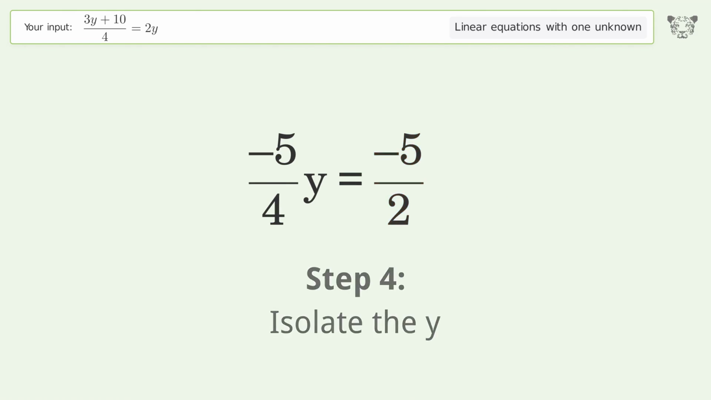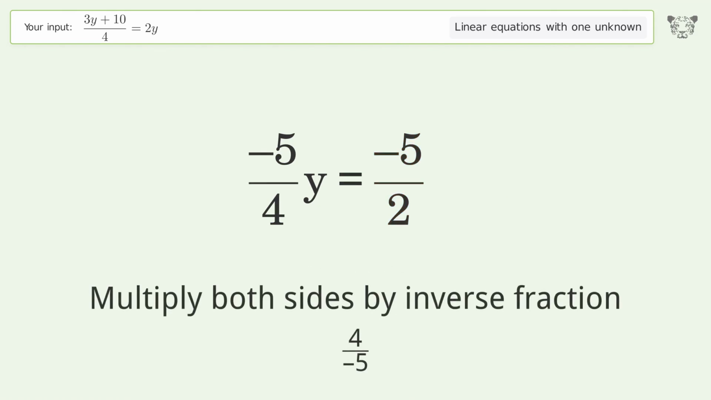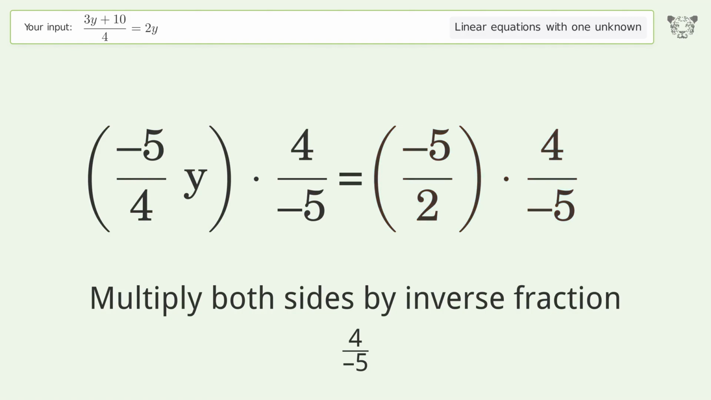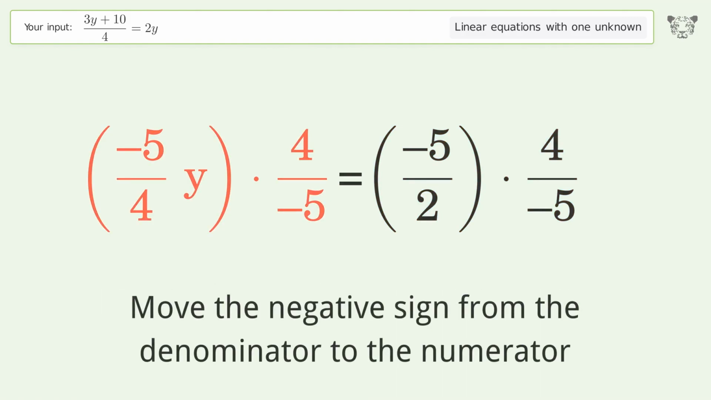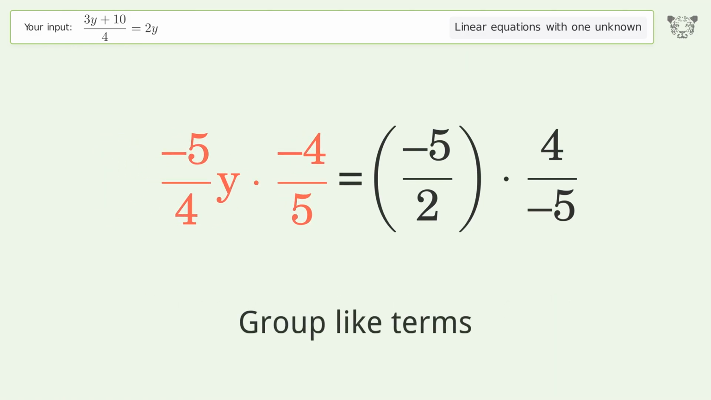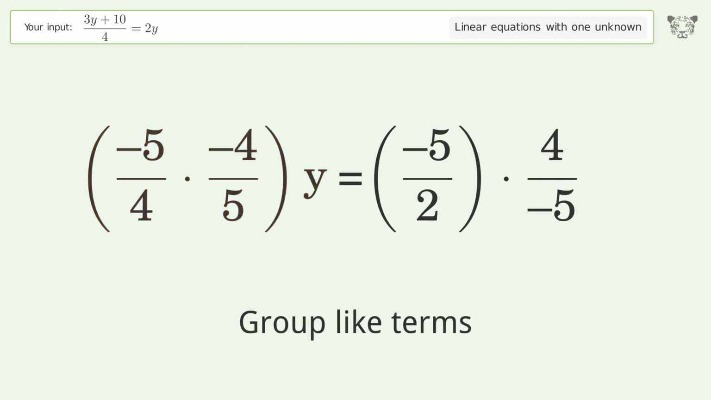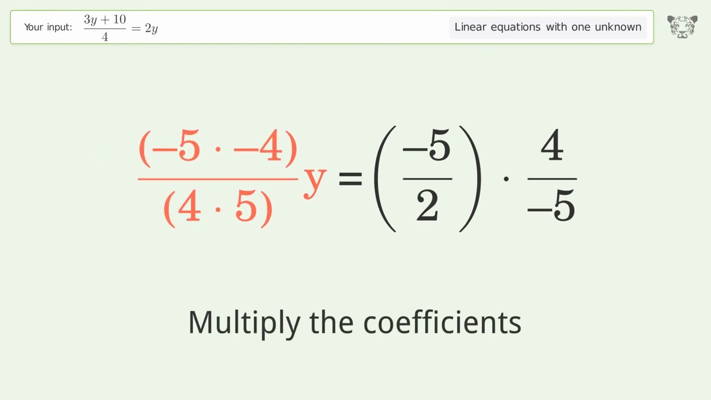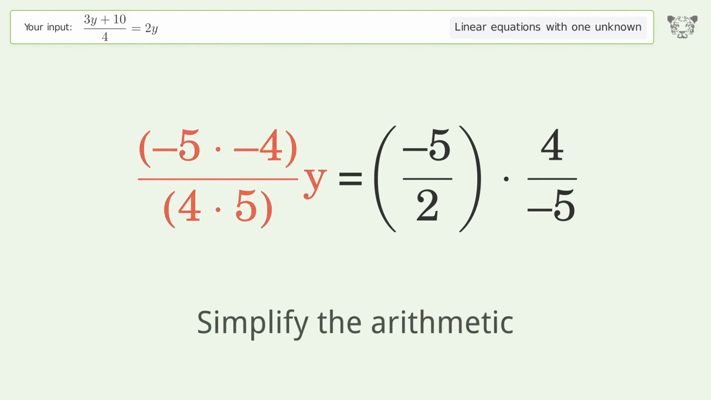Isolate the y. Multiply both sides by inverse fraction 4/5. Move the negative sign from the denominator to the numerator. Group like terms. Multiply the coefficients. Simplify the arithmetic.